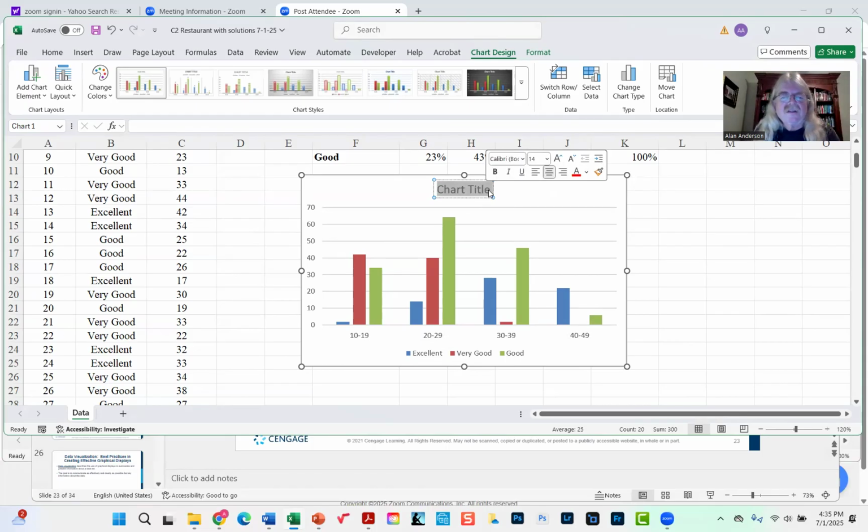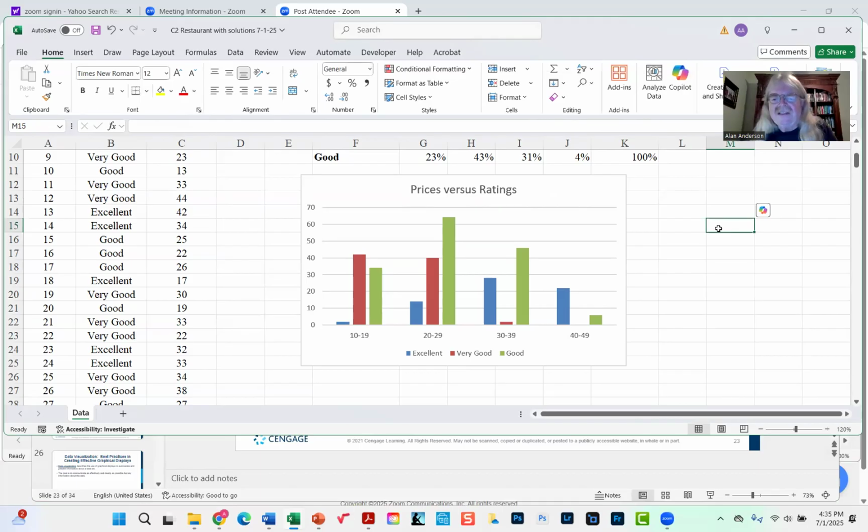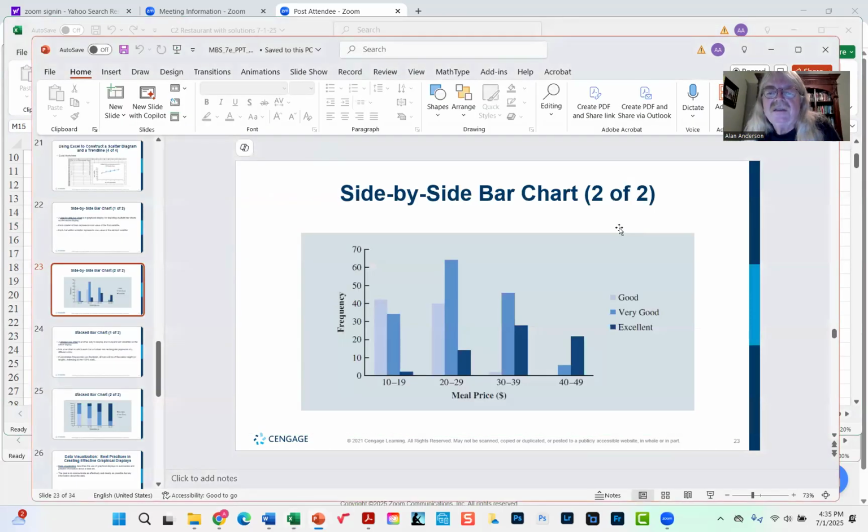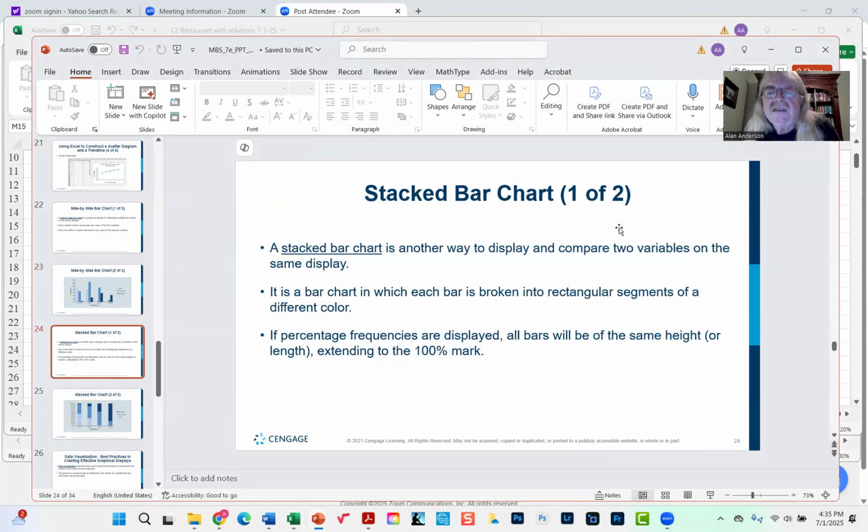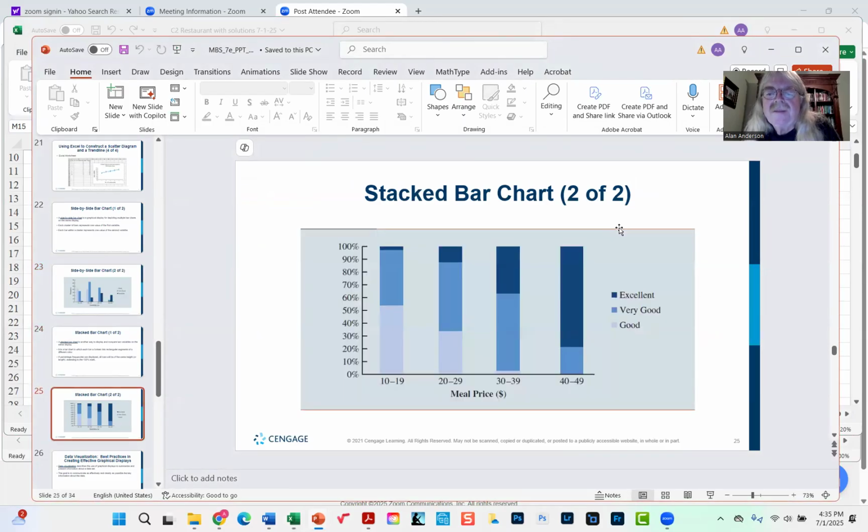So we can change the chart title to prices versus, let's say, ratings or something like that. And so you can see at a glance what's going on here. Now, they're also mentioning the stacked bar chart, which, the colors determine within each bar how many people fall into each category.